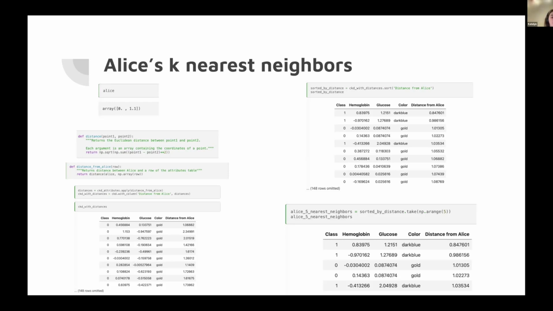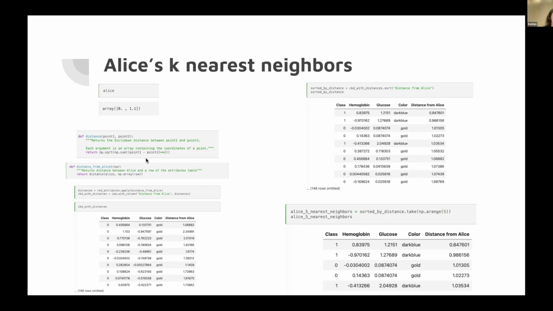So we need to determine the distance. We need a function that defines the distance between Alice and another point whose coordinates are contained in a row. That's what this distance function is for, with point 1 and point 2.